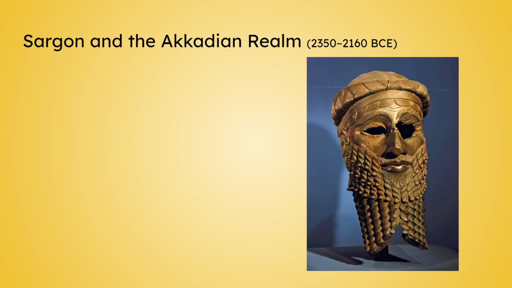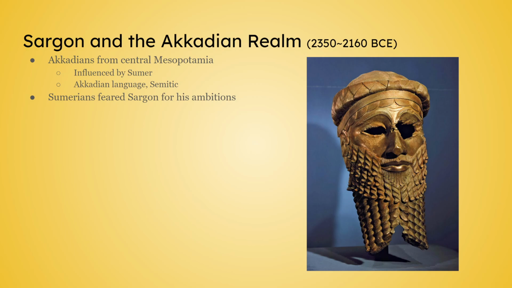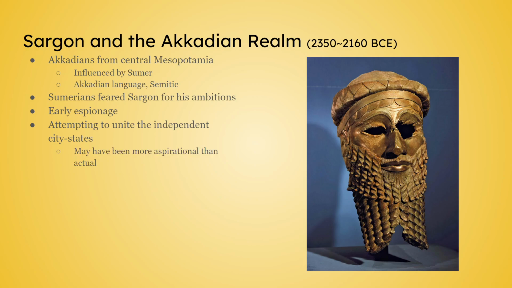So the first person we're going to be talking about and his realm is Sargon and the Akkadian realm. The Akkadians are from central Mesopotamia, influenced by Sumer heavily. They were north of Sumer. And the Akkadian language was Semitic, and Sumerians would come to fear Sargon for his ambitions, which were to unify the independent city-states through espionage, where he planted spies and priests in Sumer to bring them to his cause.